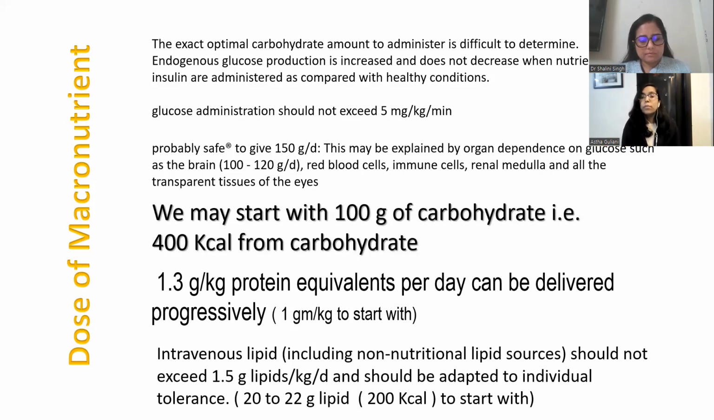Then 1.3 gram per kg protein equivalents per day have to be delivered. So we can start from 1 gram per kg and then progressively increase and go up to 1.5 gram per kg protein equivalents. IV lipids should never exceed 1.5 gram per kg per day. So my patient can be given about 20 to 22 gram of lipids, which will provide 200 kilocalories. So total 400 from carbohydrates, 200 from lipids, and the rest, about 160 to 170, will come from proteins. So this will provide her with the calorie requirement that she has.